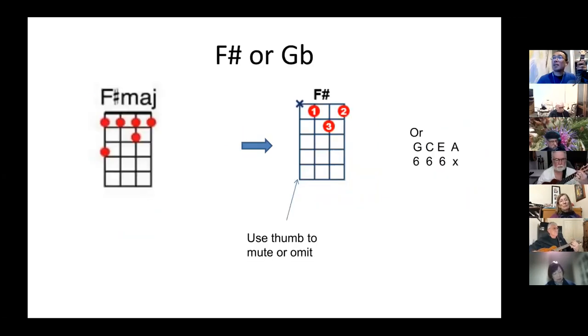Next one is F sharp. Usually the best way is simply to do a G shape, but on the 1st fret, and then to mute that string. You can either omit it or use your thumb to mute. So put your thumb there. Can you see where my thumb is? It's lurking there. I'm touching it lightly so that you hear that muted sound again.